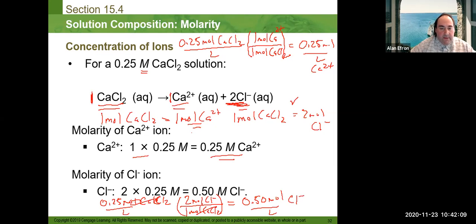So that's basically what we're doing when we multiply. We take 1 times the concentration because it breaks apart into 1, or take 2 times the concentration because it breaks apart into 2 ions. That's sort of the long version.